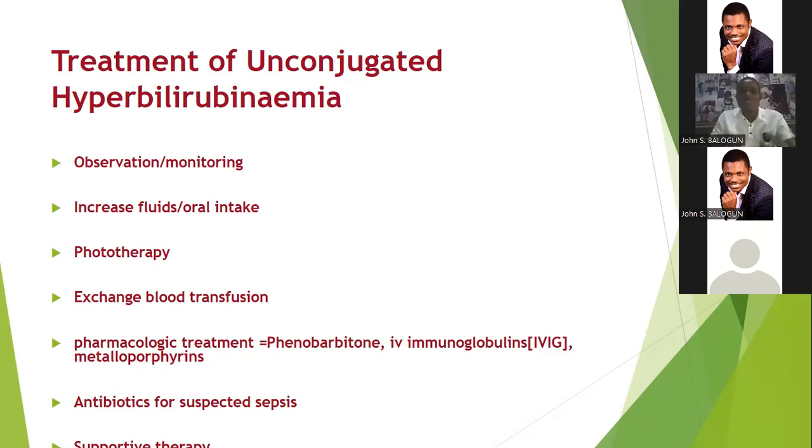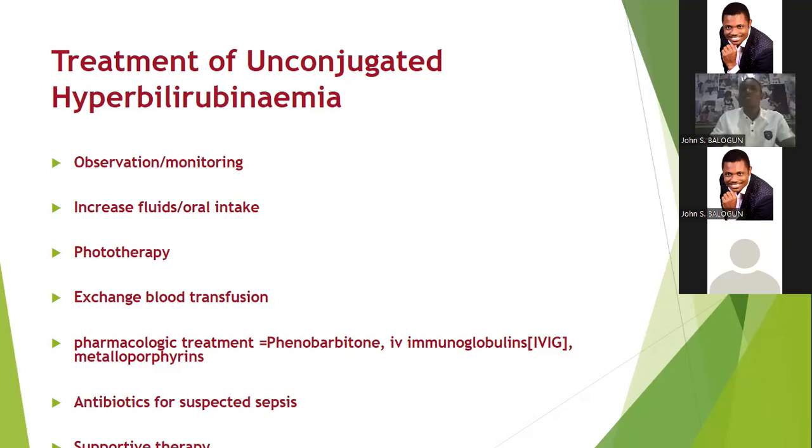And then based on the knowledge you have had, if the rate of rise is more than 5 milligrams per day, you can quickly intervene and say this one requires attention. Now, the second thing, you increase intake, fluid and oral intake. Remember I told you that reduced intake can exacerbate physiologic jaundice. It can make a patient have hyperbilirubinemia because of increased enterohepatic circulation that results from gut stasis.